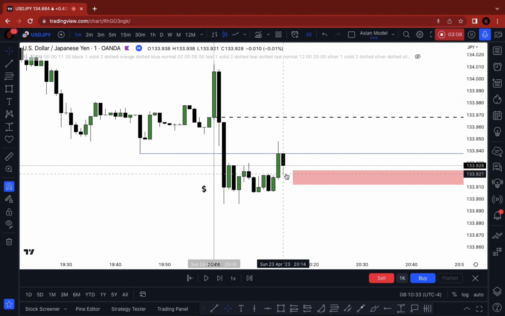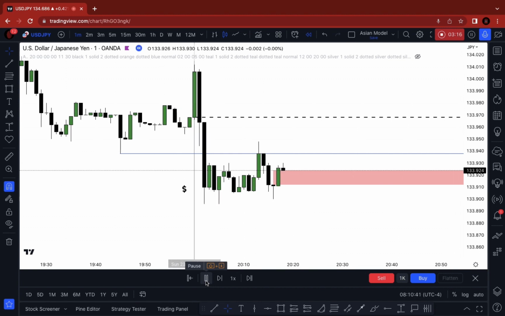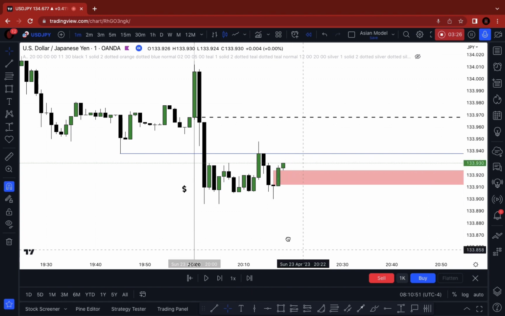Because a lot of people may point it out, oh, there was one here. There was one here as well. The one that I was looking at was the one that forms after the BPR. So we basically get a fair value gap down and a fair value gap up. BPR, balanced price range. That's the fair value gap that I'm looking for right here to trade into. I'm going long into that.